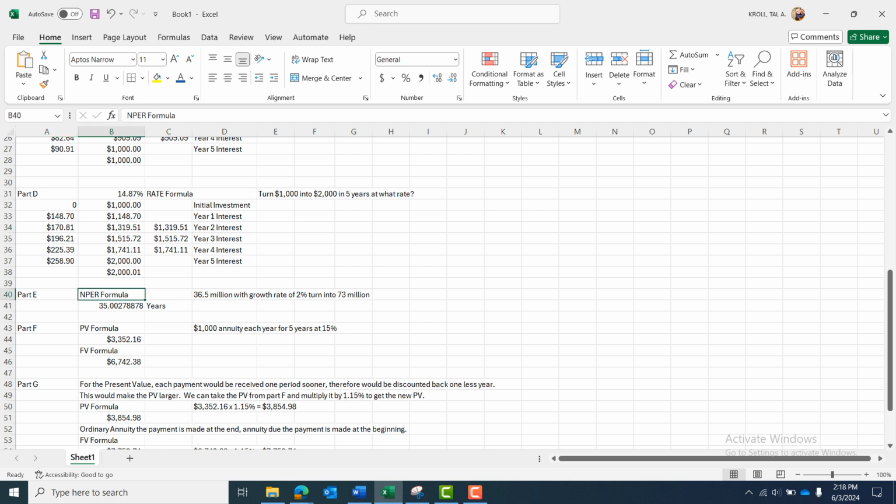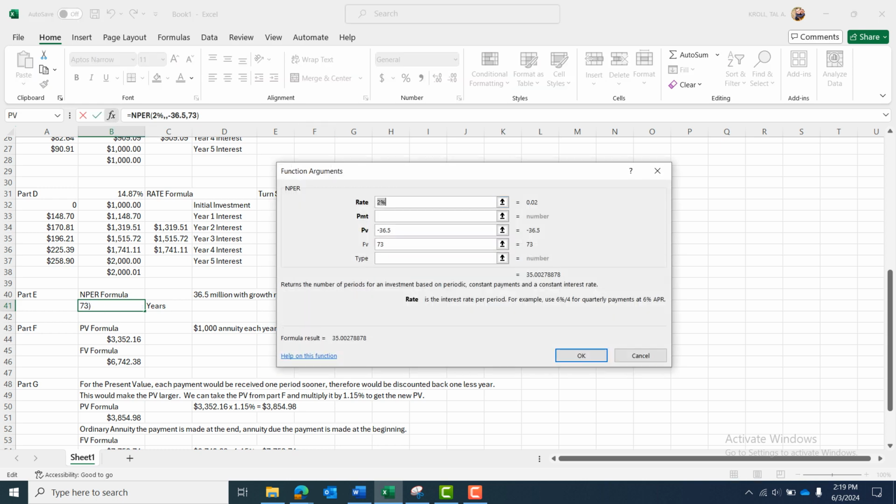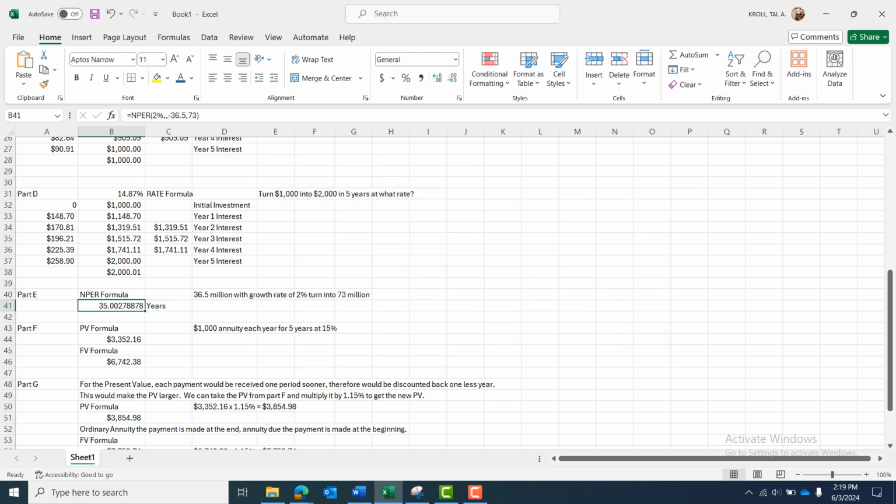Then part E: how long would it take us to turn 36.5 million people, a population, into double that, or 73 million? With a 2% growth rate, you're going to use the NPER formula. For my rate, I put it in with the percent sign. I know that I presently have 36.5 million, and I want to turn it into double that, 73 million. And it gives me the time. It gave me 35 years as the answer.